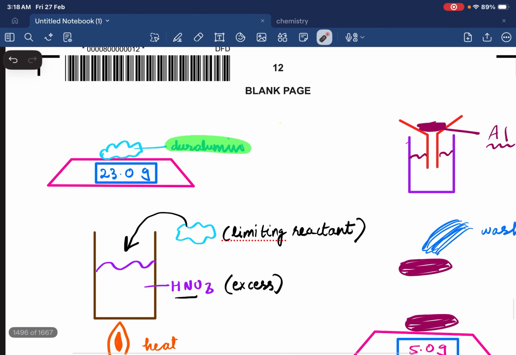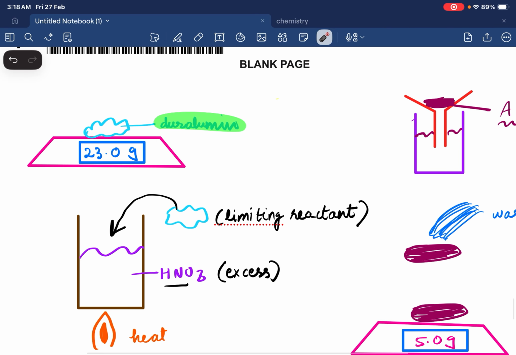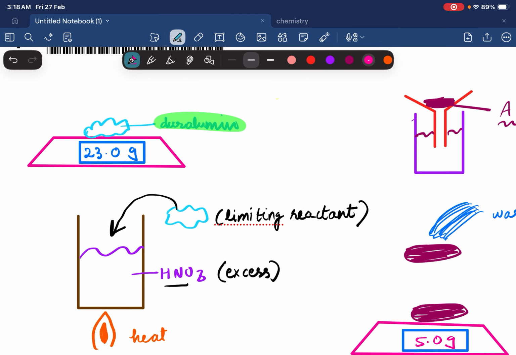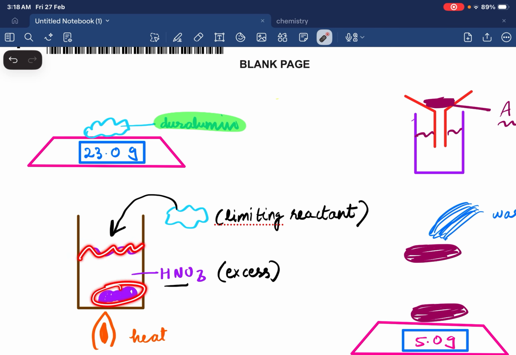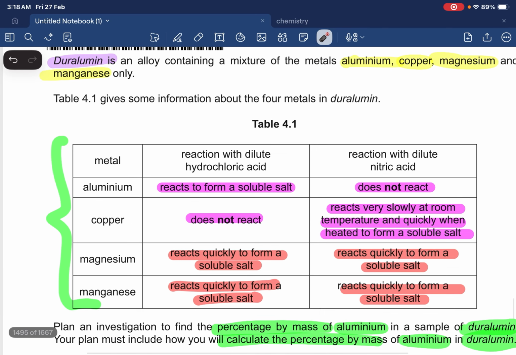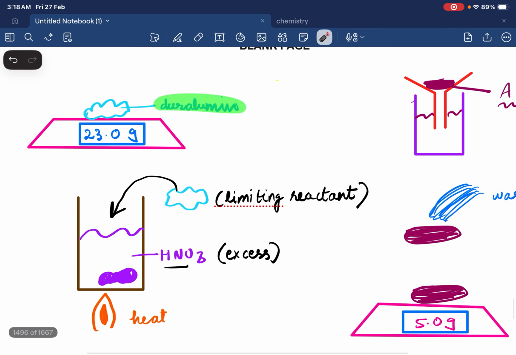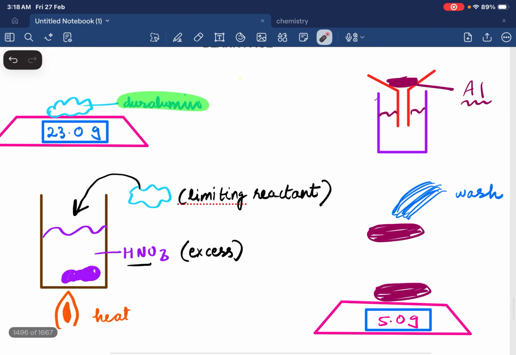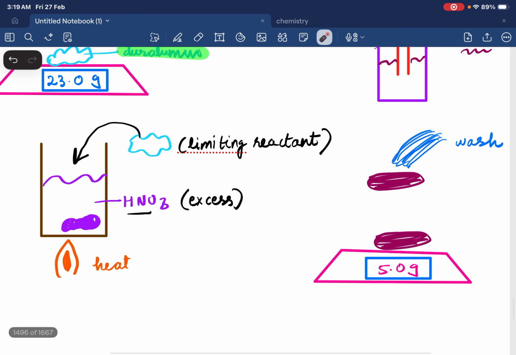When we heat it, the copper in it is also going to react. And the only thing that's going to be left unreacted is our aluminum. So over here, everything is going to react and form a solution, and aluminum is going to be left unreacted at the bottom, because over here it's written that aluminum does not react with nitric acid while everything else does react. And when we're left with aluminum at the bottom, what are we going to do? We are going to filter the solution. Aluminum is going to be left on the filter funnel while everything else is collected below as the filtrate. After filtering, we're going to wash the aluminum residue with distilled water, and then we're going to dry it. And after drying it, we're going to measure its mass.